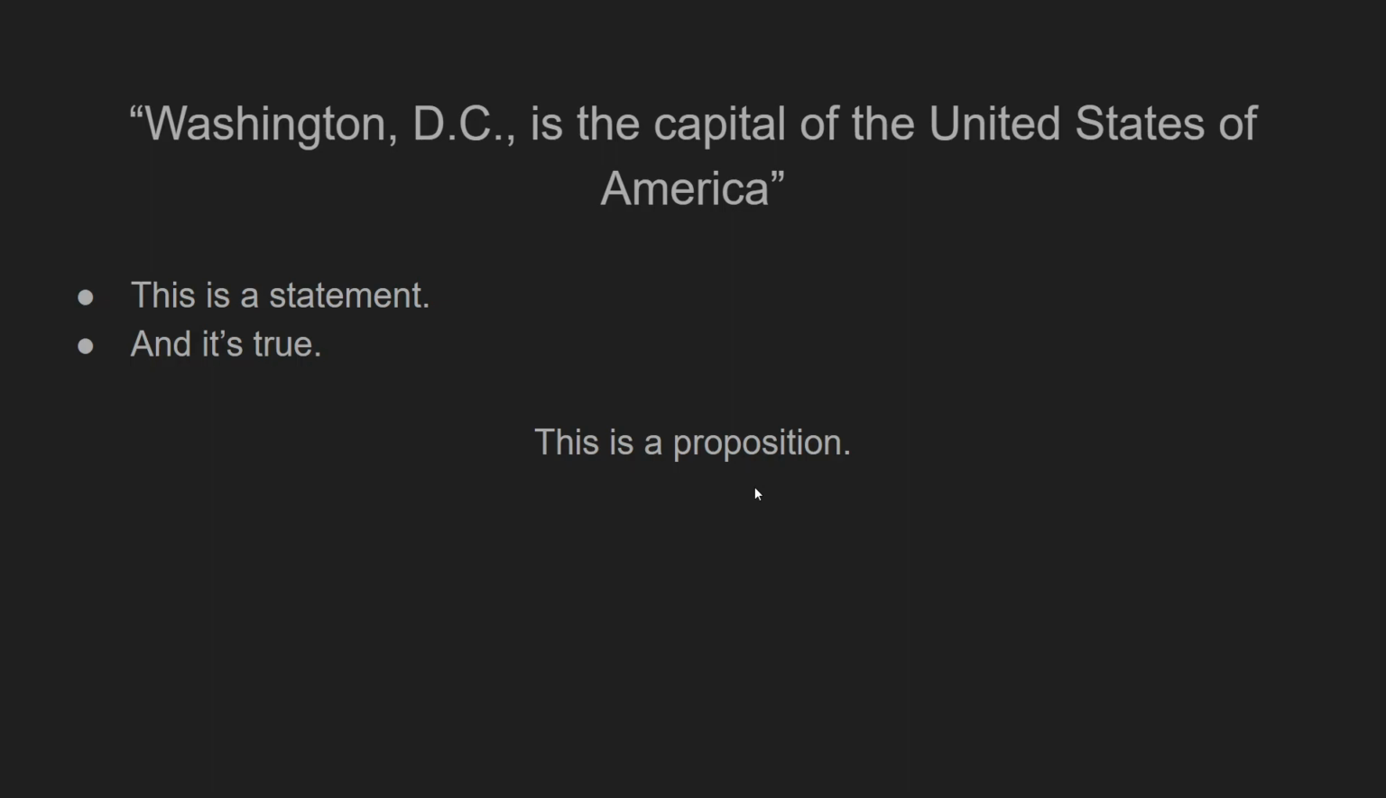Let's do another example. Toronto is the capital of Canada. This is a declarative statement because Toronto could be or not be the capital of Canada. And it is false because Toronto is not the capital of Canada. So, it is a proposition.